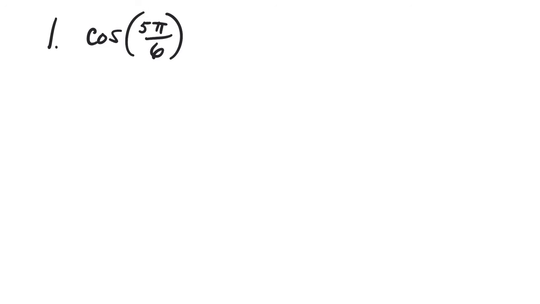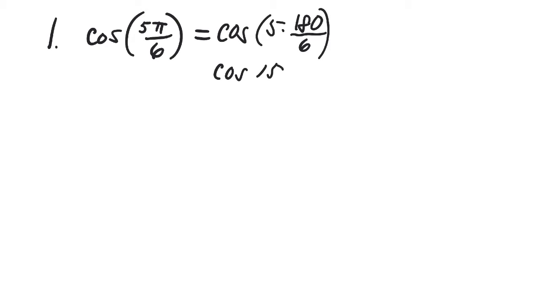I will walk you through the answers now for the Kahoot. The first question was cosine of 5 pi over 6. And so the first thing I'm going to do is convert that back to degree speak. So pi is 180 degrees. If you divide that by 6, we get 30. If you multiply that by 5, you get 30 times 5, which is 150 degrees.